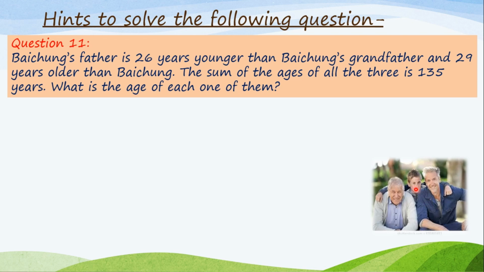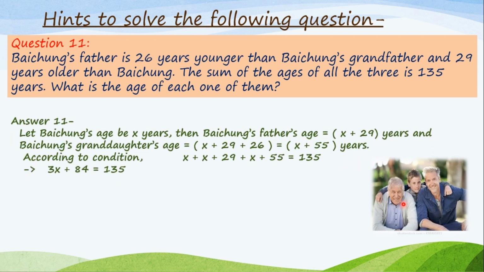Suppose you are taking Bachung's age as x. Then father's age will be x plus 29. Grandfather's age, first you reach the age of father, that is x plus 29. Then you add 26 more to it, you will reach the age of grandfather. So it is x plus 55.